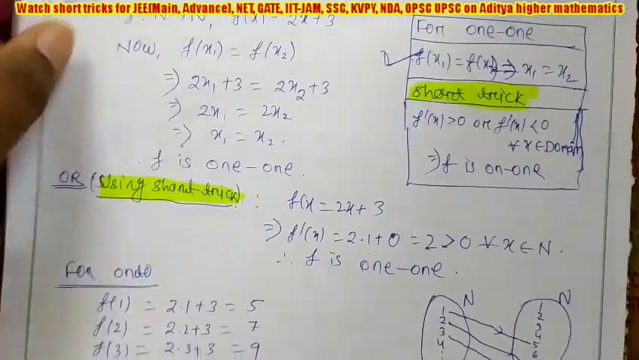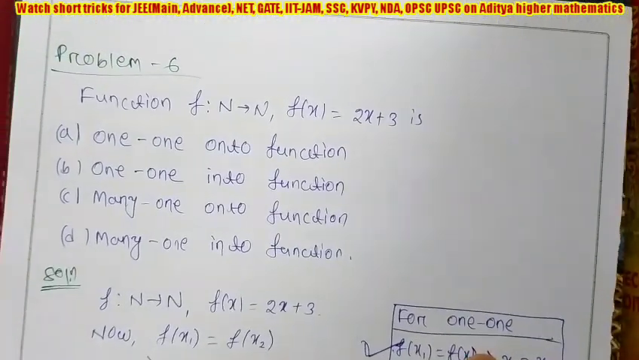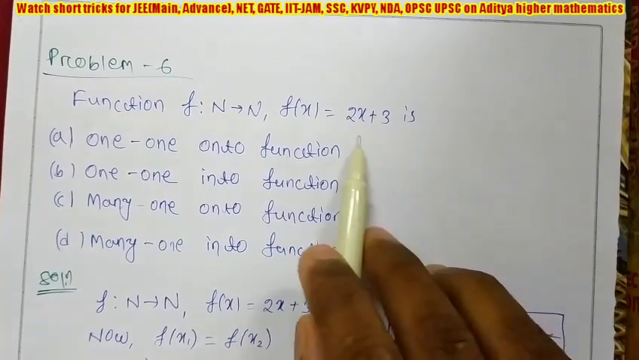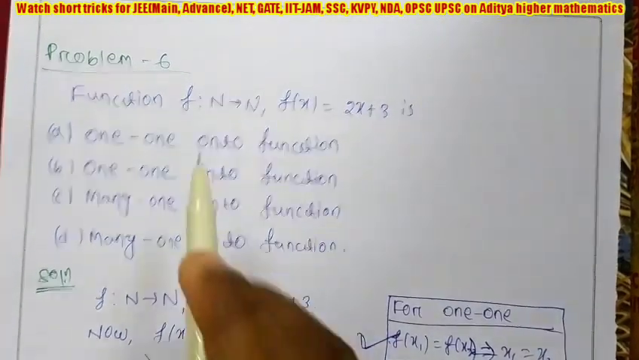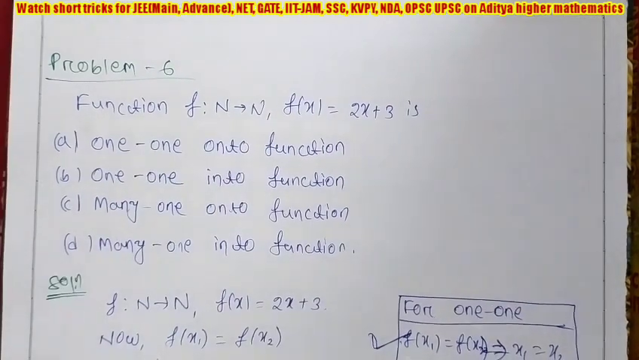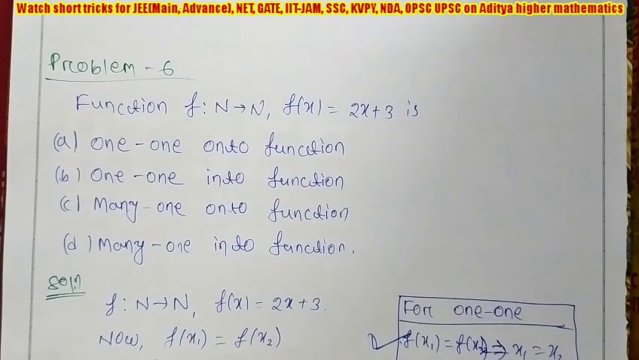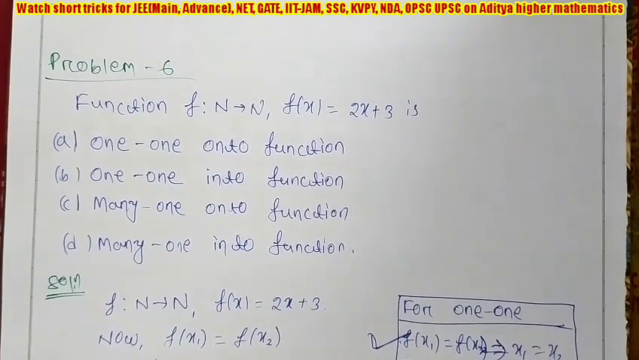In both cases it is 1-to-1; you can use the general approach or the short trick. Next, what about onto, we will discuss here. Also note this: it is an odd degree polynomial, but the domain and codomain are not R. Don't think that since it is an odd degree polynomial, it is always onto. That is not the way. When it is an odd degree polynomial and the domain and codomain are the set of real numbers, then you can say that the function is onto.